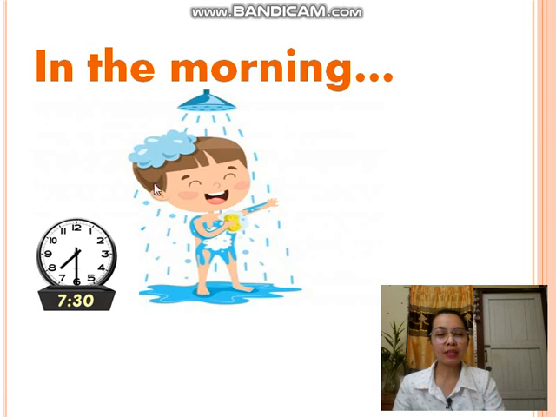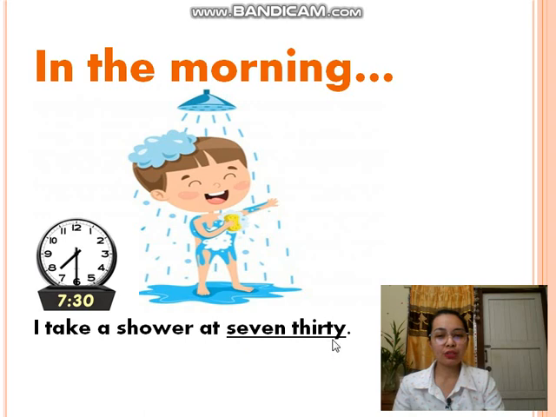In the morning, what time do you take a shower? Okay, so the short hand is pointing to nearly 7 and the long hand is pointing to number 6. So let me remind you that the long hand, we use this as minutes and the short hand is hour. So from number 1, we count this as 5 minutes. Let's count 5, 10, 15, 20, 25, 30. The answer is I take a shower at 7:30.